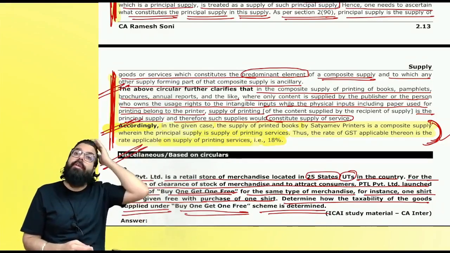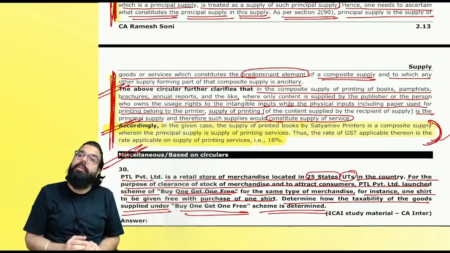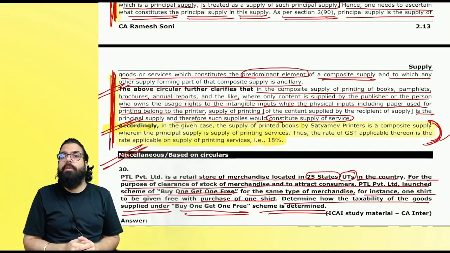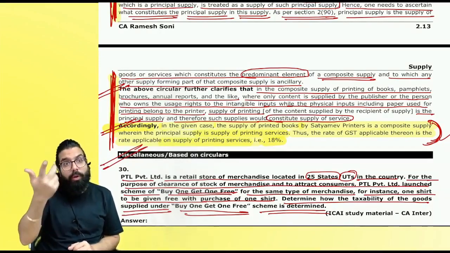GST will come on the sale price. Will you get input? Yes. Right? So, what will you write? Discuss the taxability. This is an Inter question. You are thinking about what to write.